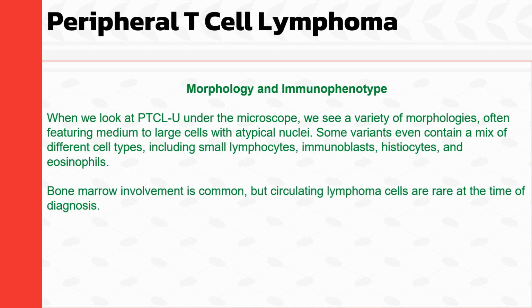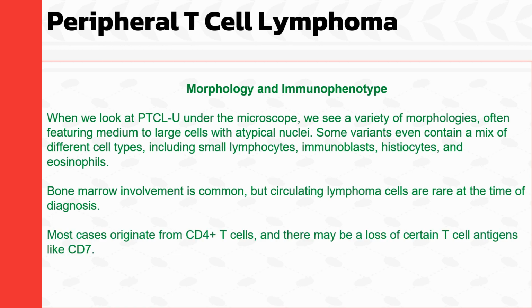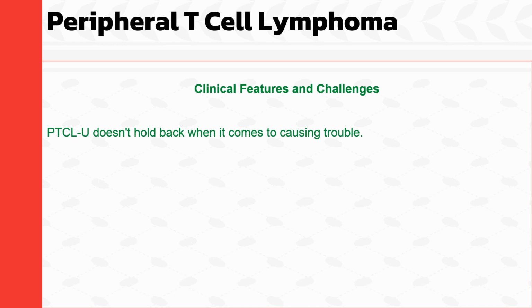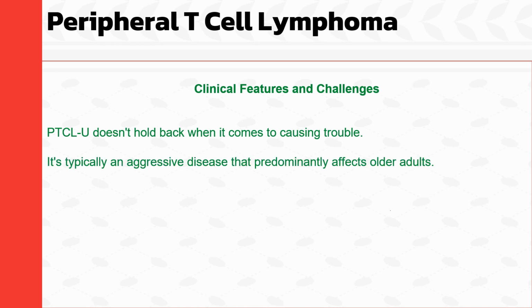Bone marrow involvement is common, but circulating lymphoma cells are rare at the time of diagnosis. Most cases originate from CD4+ T cells, and there may be a loss of certain T cell antigens like CD7. PTCLU doesn't hold back when it comes to causing trouble. It's typically an aggressive disease that predominantly affects older adults.